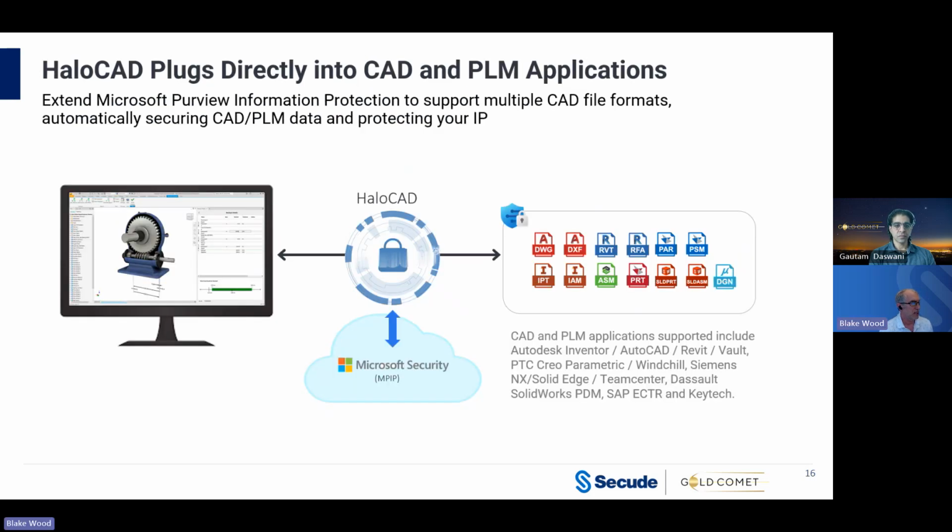And so this is what it looks like. It's very simple. On the left-hand side, you would have an engineer working on his CAD design, his CAD workstation, and he would install a Halo CAD plugin. Again, it's got the MPIP functionality built into it. It's also working directly with the CAD application. And so what this is doing is extending the protection of Microsoft Purview Information Protection to cover that platform.